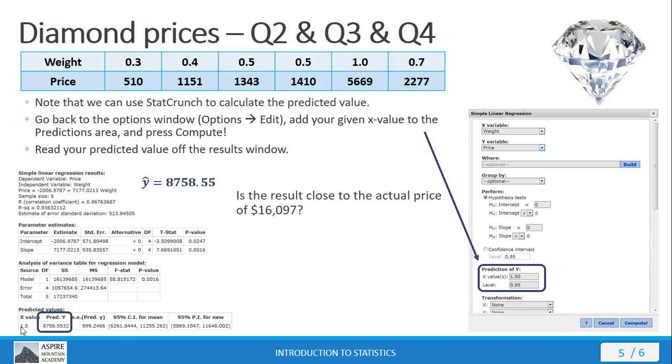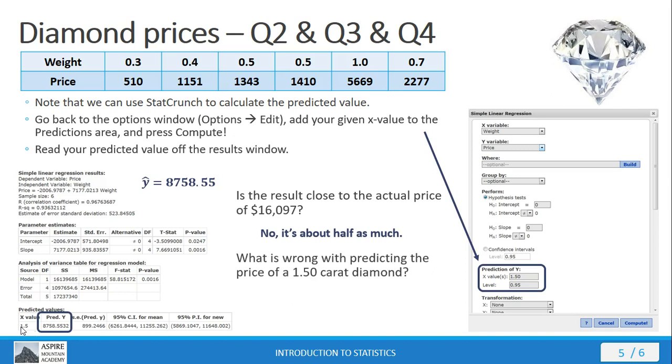Is this result close to the actual price of $16,097? Well, what say you? Actually, no, it's nowhere near. In fact, it's about half of what the actual price is. So, a severely insufficient model. But again, you've only got 6 data points, so you're not going to expect a high degree of accuracy with only 6 data points. So, no, we're not close to the actual price.